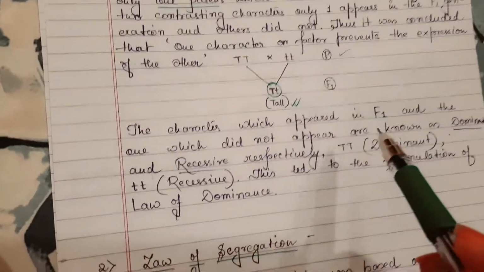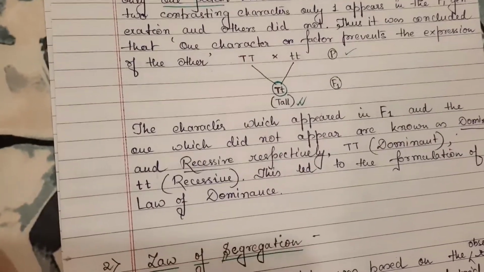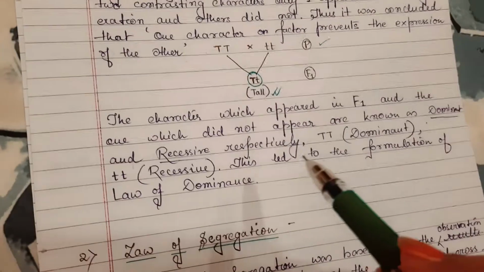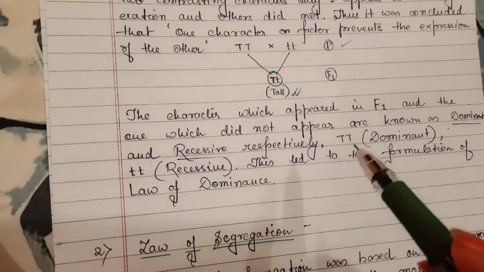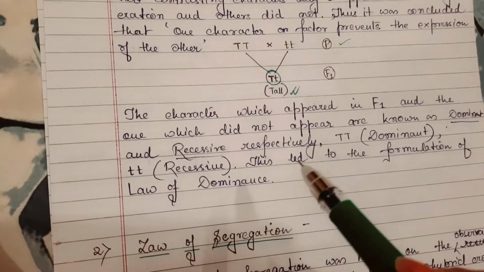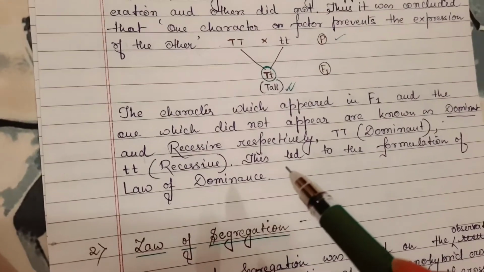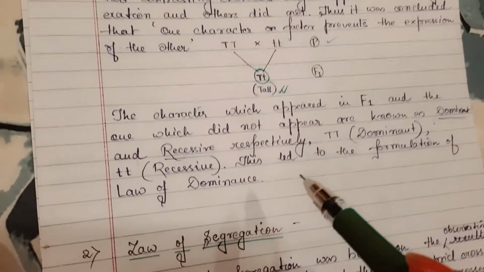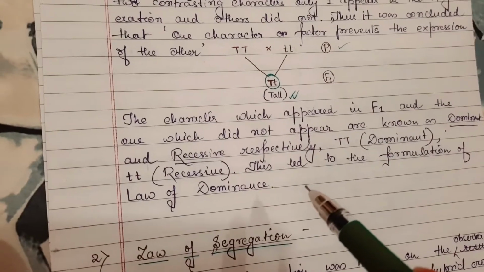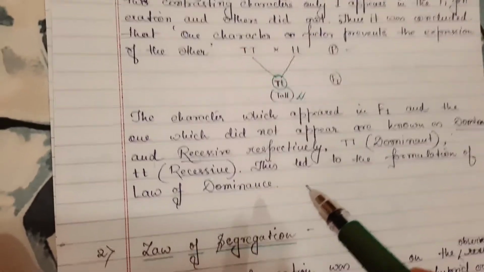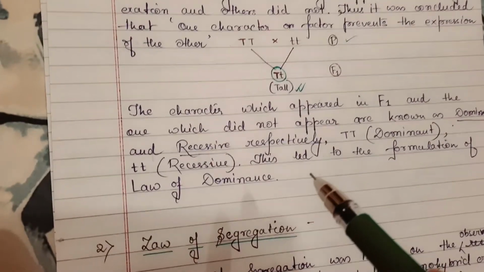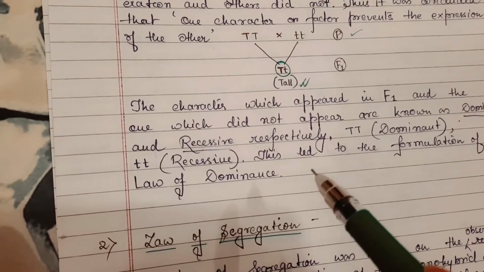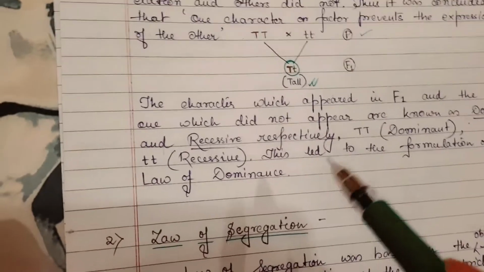The characters which appeared in F1 and the one which did not appear are known as dominant and recessive respectively. Okay, capital T shows dominant character and small t shows recessive character. Right? This led to the formulation of the law of dominance. See how easy it is, isn't it? The laws of Mendel are actually very easy. You just need to know the underlying meaning. If you read the lines properly, there is nothing as easy as this one, right?